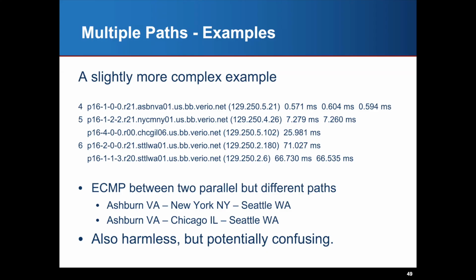This is ECMP between 2 parallel but different paths. So one path is Ashburn to New York to Seattle, and the other path is Ashburn to Chicago to Seattle. So it's completely harmless, but if you were to look at that not knowing what's going on, you might think, well, how did the packet go from Ashburn to New York to Chicago to Seattle? And that may or may not be what's actually happening.